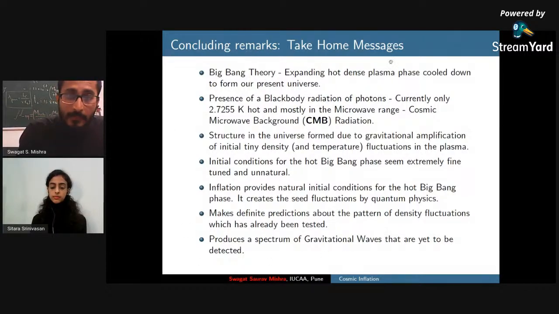This will not only verify that inflation happened, it will also tell you what kind of physics was going on at that energy scale, which you cannot probe with, let's say, the Large Hadron Collider or any other machine on Earth. So thank you very much.